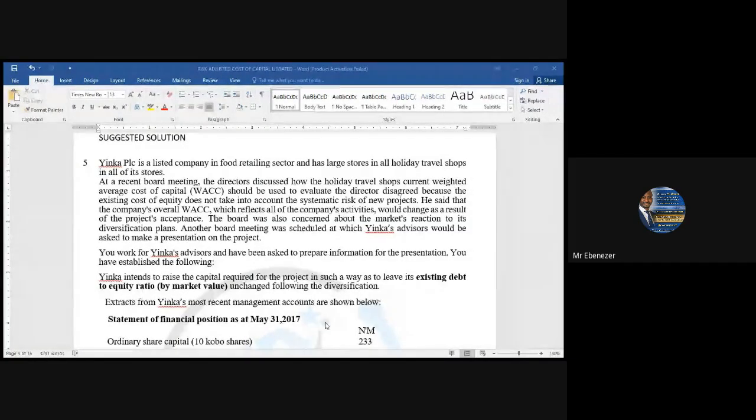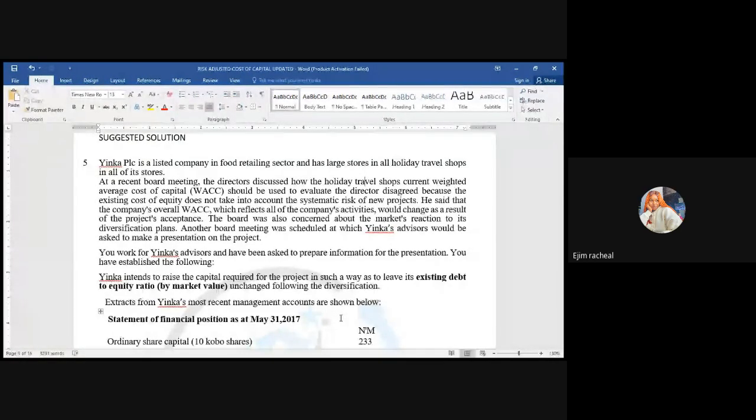Okay. So the board is also concerned about the market reaction. The company is a listed company in the food retailing sector and has large stores in all holiday travel shops, in all of its shops. Okay, it is into food retailing and has large stores. So the board is concerned about the market reaction. Will people accept these products? Now, you can go ahead, please.